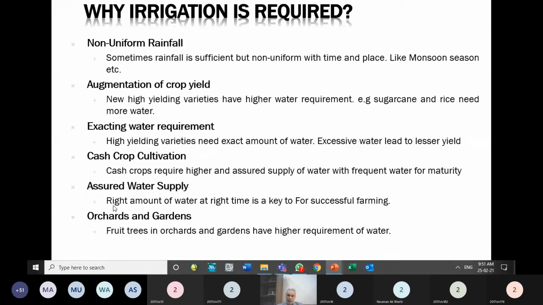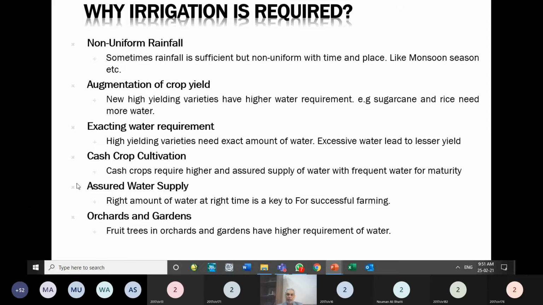Assured water supply is necessary for enhancing the crop output. If you are sure that you will be getting water in the season of the crop, you will put more money into getting good seed. You will put more effort into preparing the land, and more resources into fertilizer and these things. So then you will get better output. If you are not assured that water is available, you will not put much effort into other parts also. So overall output is enhanced in this way also.